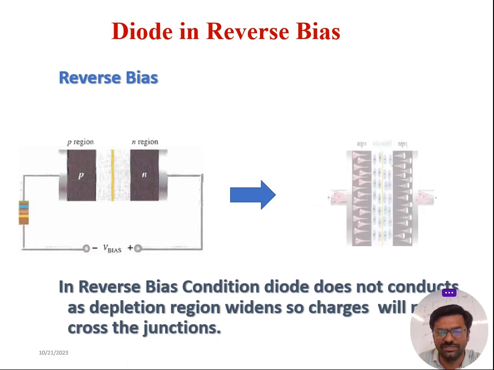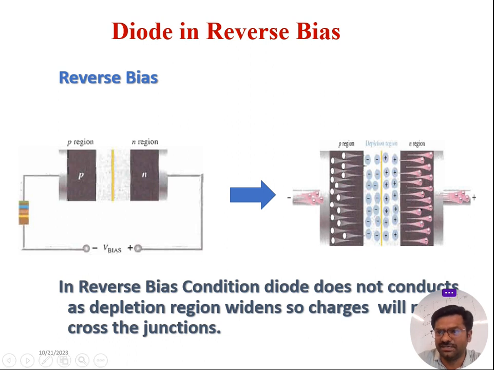And in the reverse bias condition, what happens? We see that the negative supply by the battery will attract the holes here, and the positive supply by the battery will attract the electrons here, so that the depletion region becomes wider. As the depletion region becomes wider, charges from the N type and P type material will not cross the junction because the junction is widened. So there is no current flow in the reverse bias condition for the normal PN junction diode.